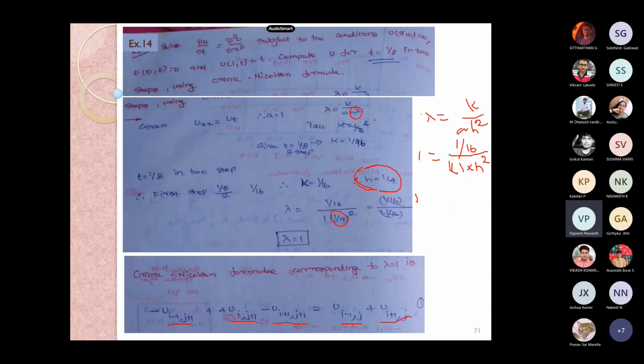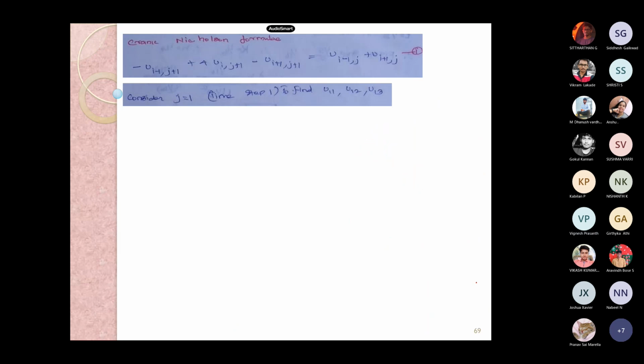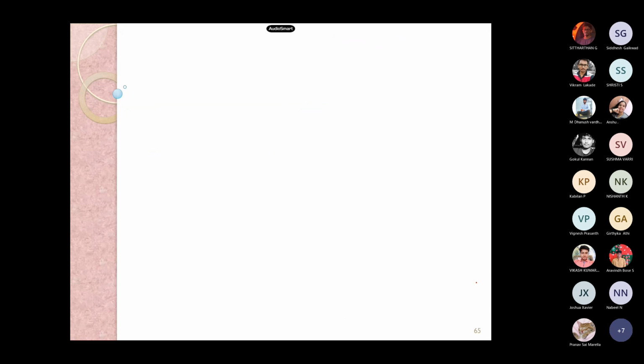I am taking this h square on the LHS. What is my RHS? 1 by 16. Then what is my h? 1 by 4. So for getting lambda equal to 1, we have to take h equal to 1 by 4. What happens if it is not 1 by 4? Nothing will happen. The thing is, we need to carry out some more steps and do some larger calculation.